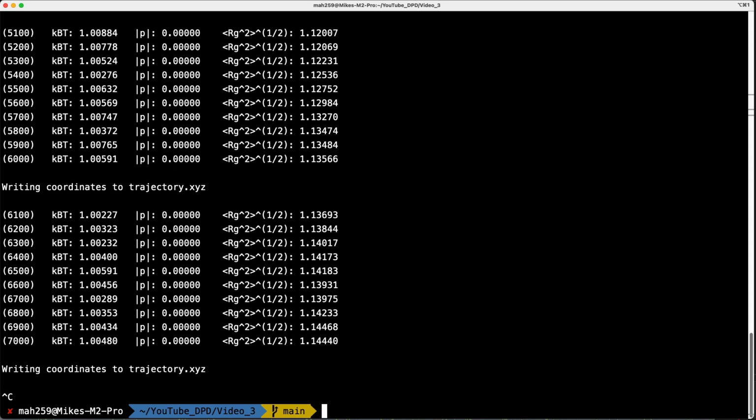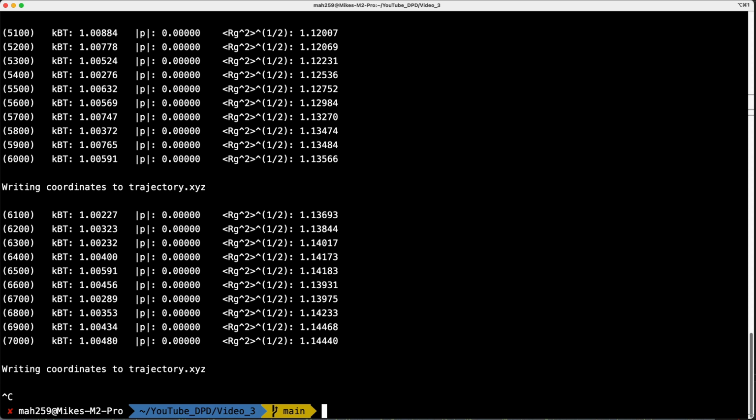Okay, so two things I hope that you can notice from this. One is that KBT has decayed very close to 1, so that's the behavior that we expect. It took a little bit more time, that's why I sped up the clips. And the momentum has remained 0, and the root mean square radius of gyration has increased, and it seems to be stabilizing roughly around 1.12 to 1.15 RC.